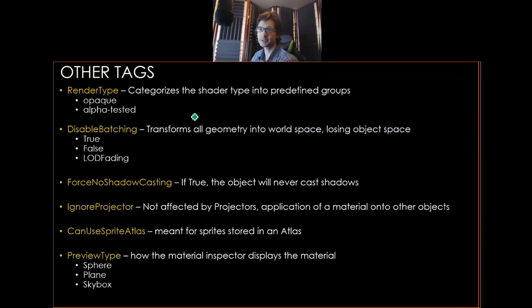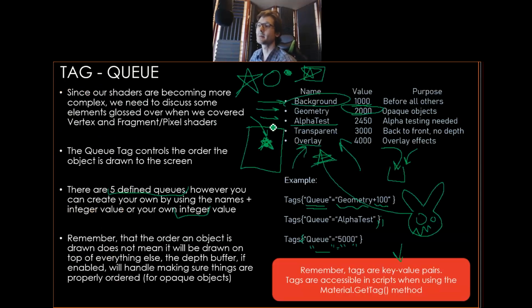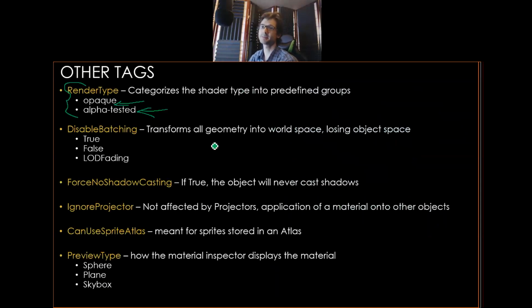There are a few other tags, just throwing them out there so that you have a sense of what's possible. Render type. Is it an opaque object or is it alpha tested? Once again, this is another spot where people mess up. They think, oh, I put my object in the transparent bin, but it's not transparent. All you did was specify when it should be rendered. You did not specify anything about how the transparency or alpha values should be handled, okay? That's a big mistake that people make.